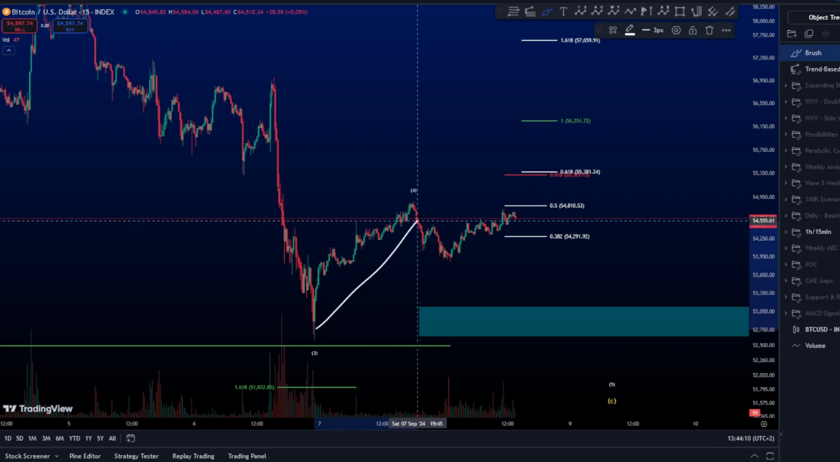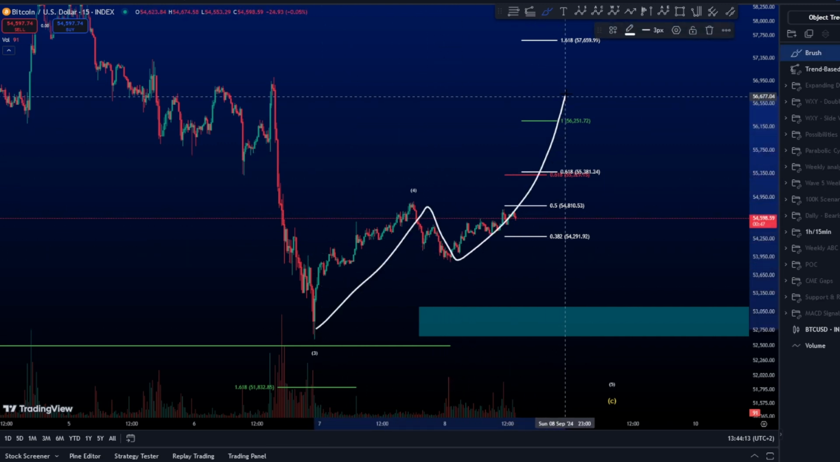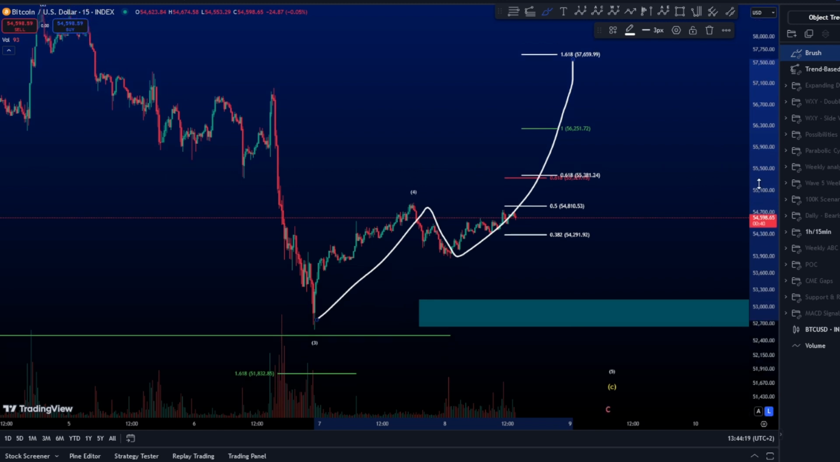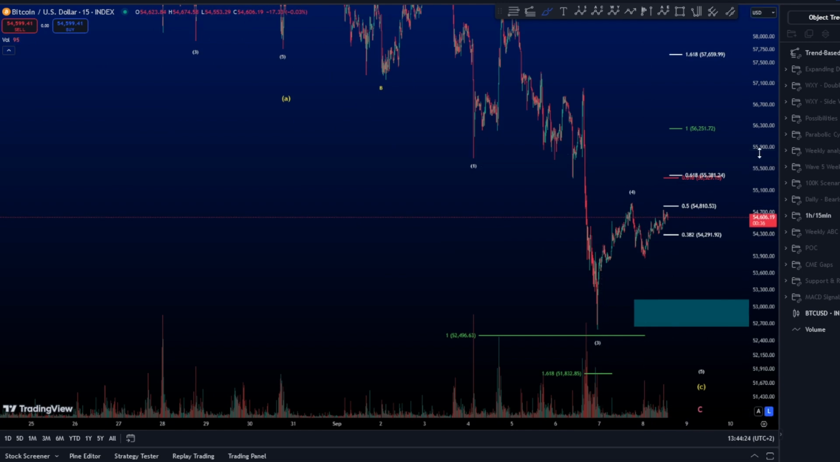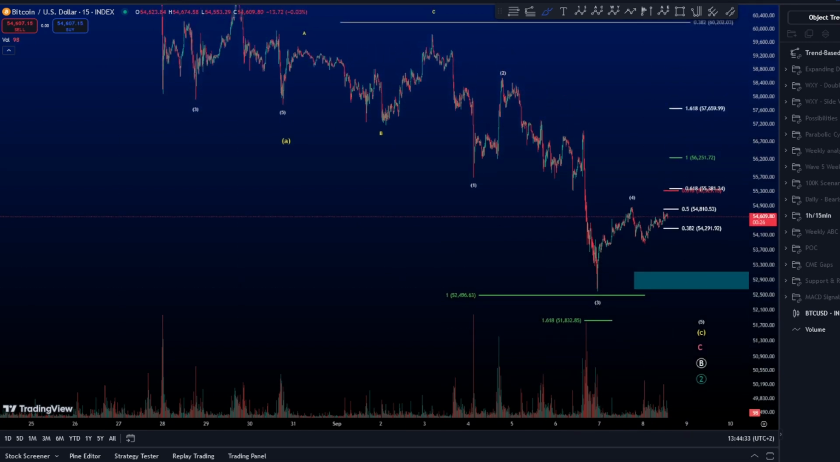I doubt that we are impulsive here. If we are impulsive, then we are looking for 1.618 towards the upside here. So this is it for the 15-minute chart.